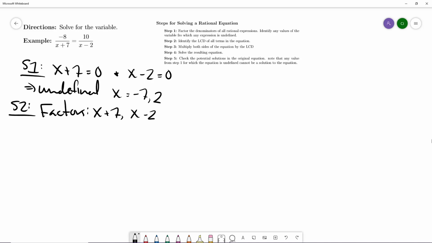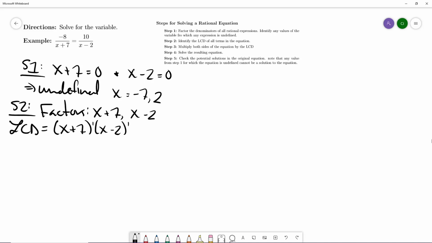So now, how do we identify the LCD? The LCD is you take all the factors and you want to take the highest power of them. So for x plus 7, it's the only one there. So it's just x plus 7 to the first power. And then for x minus 2, it is also the only one. So it is also x minus 2 to the first power. So when you multiply all that, it's just x plus 7 and x minus 2.